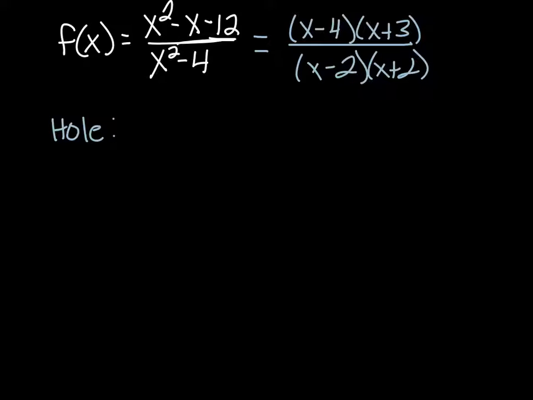Is there a hole in this graph? In this case, there's not a hole in the graph because there's no common factors between the numerator and the denominator, which means I'm going to do the vertical asymptotes next.